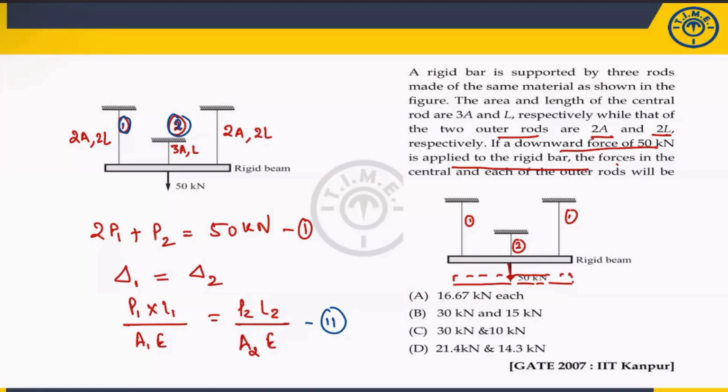Anyone got the answer? What is the P1 and P2 value? Which option is correct? Those who got it, please mention in the chat box. 30 seconds are left. Do it fast.